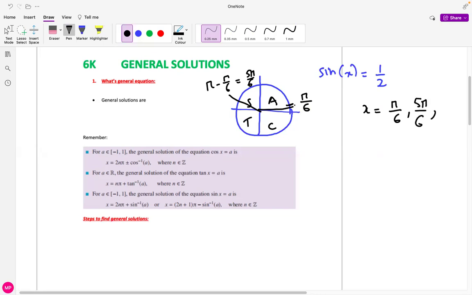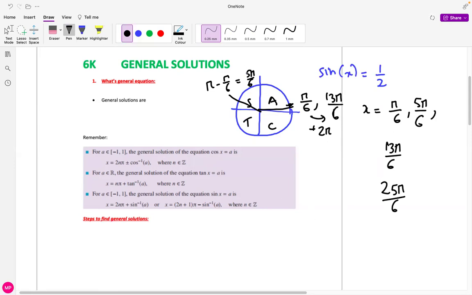However, is that enough? No, because from pi/6, if you go again one revolution, you can repeat to the same position. So pi/6, if you add 2 pi as the revolution, you can get 13 pi/6. So one of the potential solutions is also 13 pi/6. And similarly, 13 pi/6, if you go again one revolution, you will get 25 pi over 6. So you can see I can just go on and on forever, right?